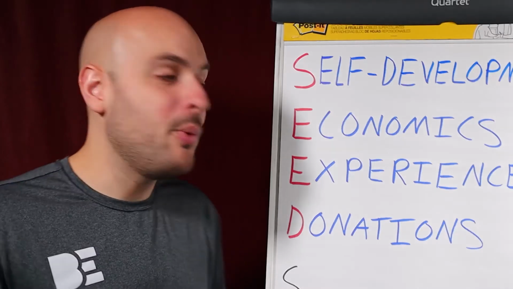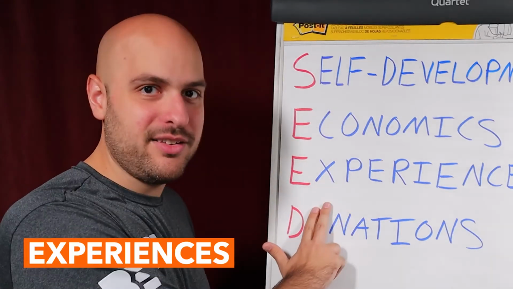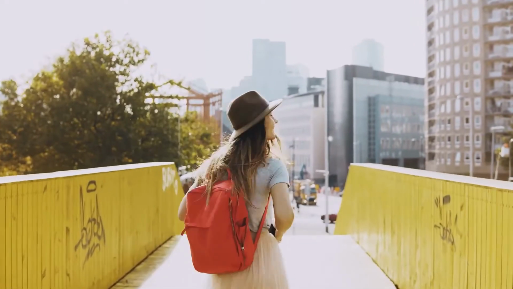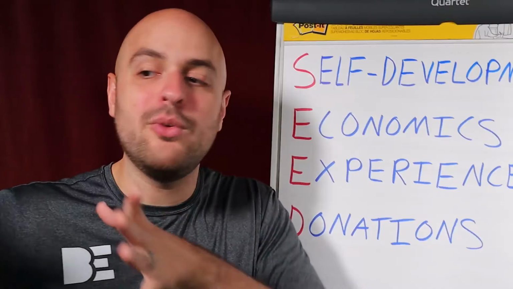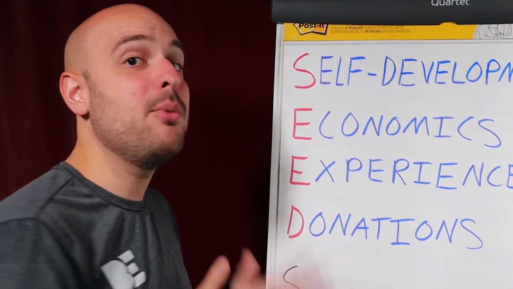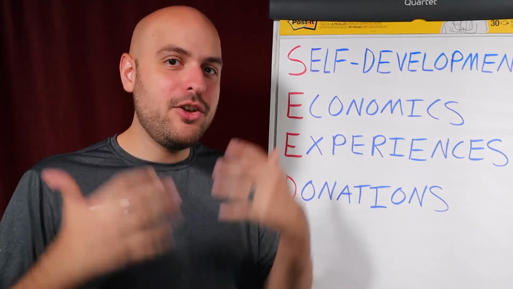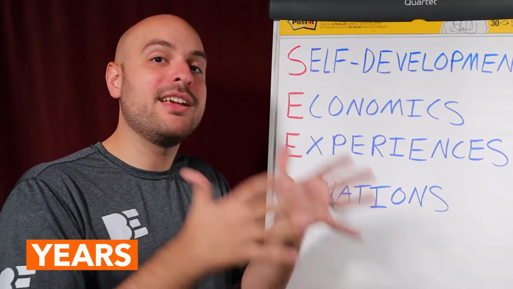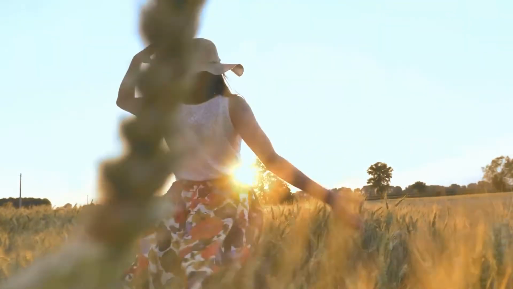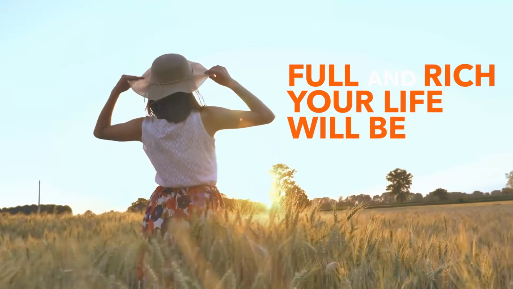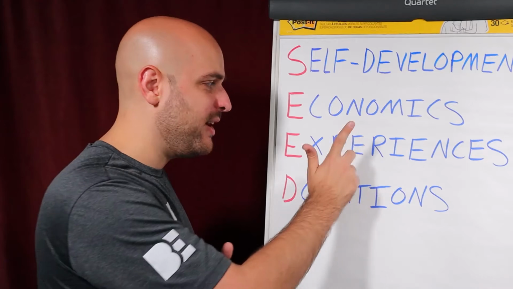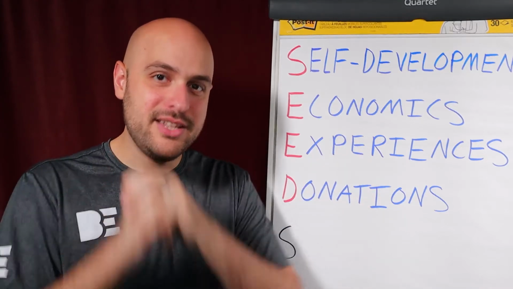So the E, the seed of economics, is all about your money and your financial growth and prosperity, which leads us to your experiences, the things that you want to enjoy in your life, the places you want to go to, all the different things you want to do with the people that you love, or the different cultures that you want to experience. Life is not just an accumulation of years. Life is an accumulation of experiences. The more experiences you can enjoy, the more full and rich your life will be. So what's an experience that you're looking forward to in the next 6 months or the next year?